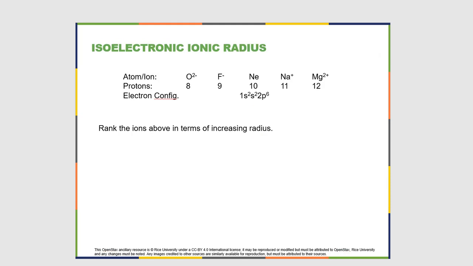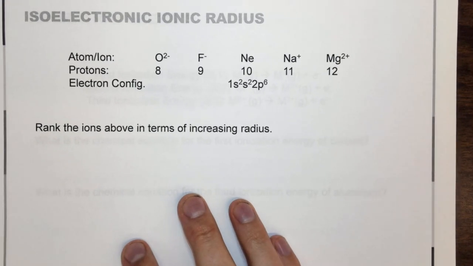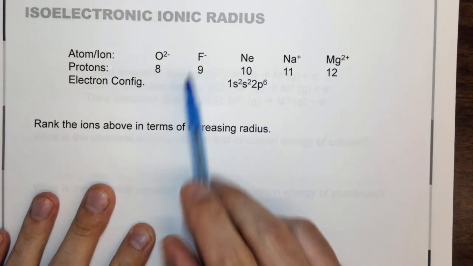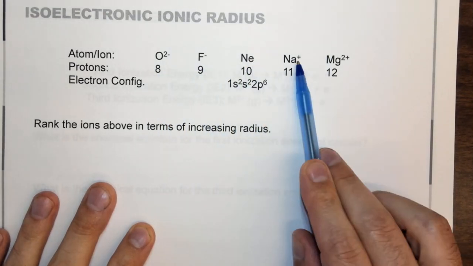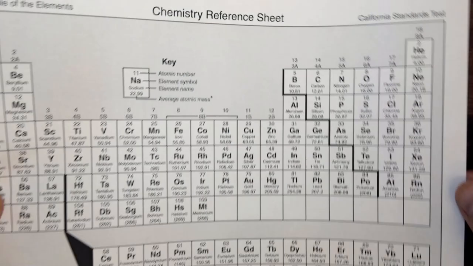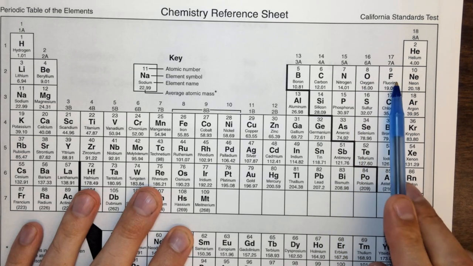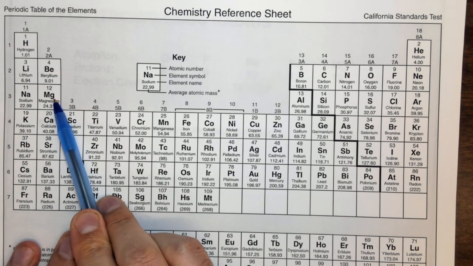So let's look at an example here. Let's say we had this series of atoms slash ions. We have oxygen 2 minus, F minus, neon, sodium plus, and Mg2 plus. And if we look at the periodic table and we find these things, this is O2 minus, F minus, neon, Na plus, and Mg2 plus.